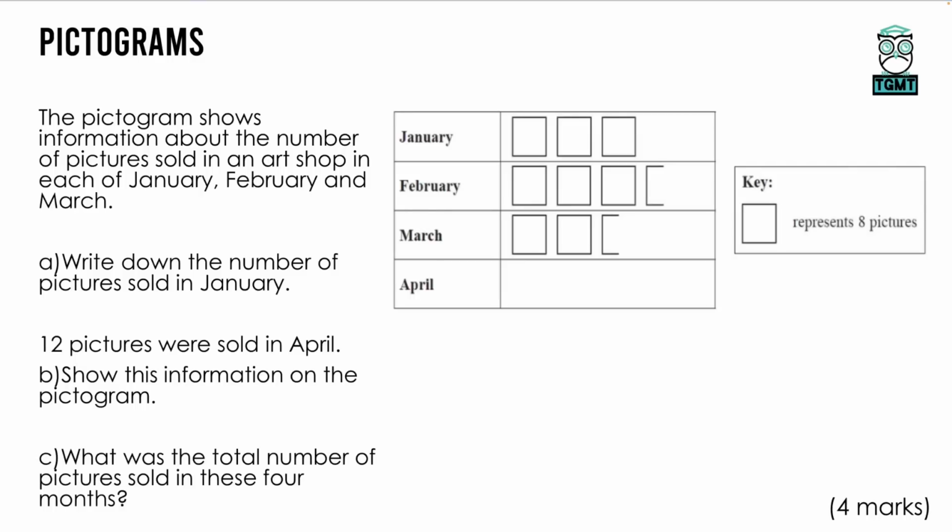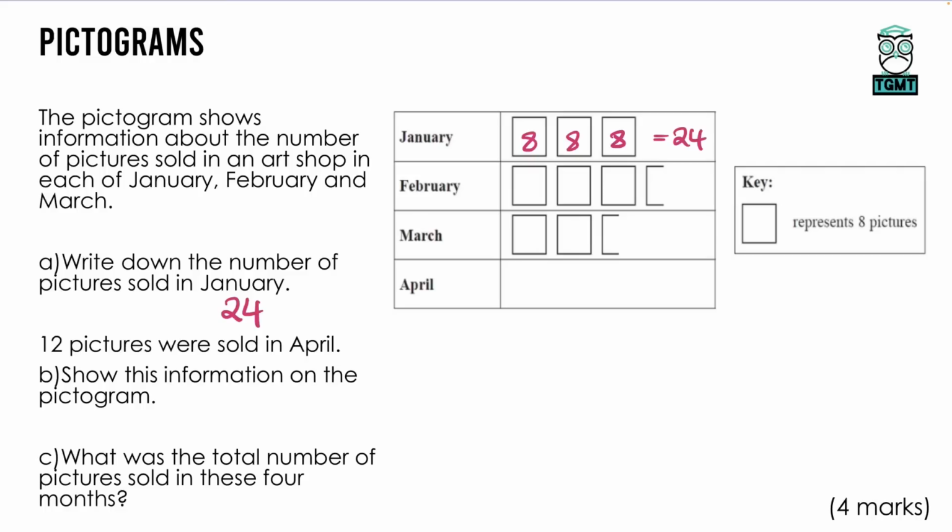Okay, looking at a pictogram. So the key is obviously very important on a pictogram. This one does give us a key. It says that the rectangle there represents 8 pictures. The question says the picture shows information about the number of pictures sold in an art shop in each of January, February and March. Write down the number of pictures sold in January. Well, the first rectangle is 8, another 8 and another 8. So 8, 16, 24 and our answer is 24. Nice and easy as long as we have our key.